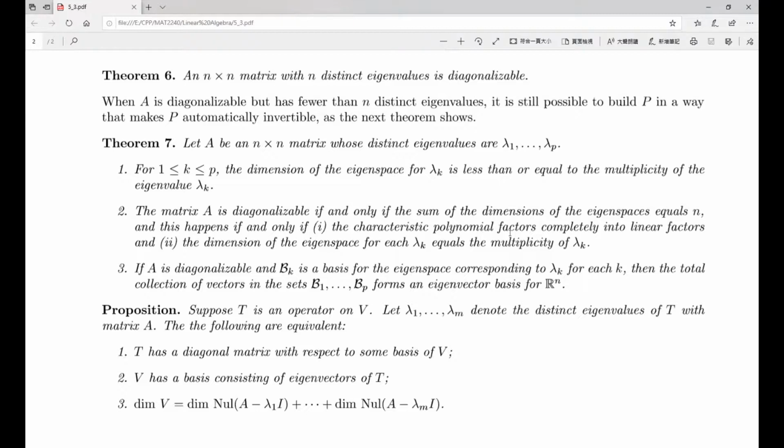Theorem 7: let A be an n by n matrix whose distinct eigenvalues are lambda 1 to lambda p. For k between 1 and p, the dimension of the eigenspace for lambda k is less than or equal to the multiplicity of the eigenvalue lambda k. So let's take some time to look at this.